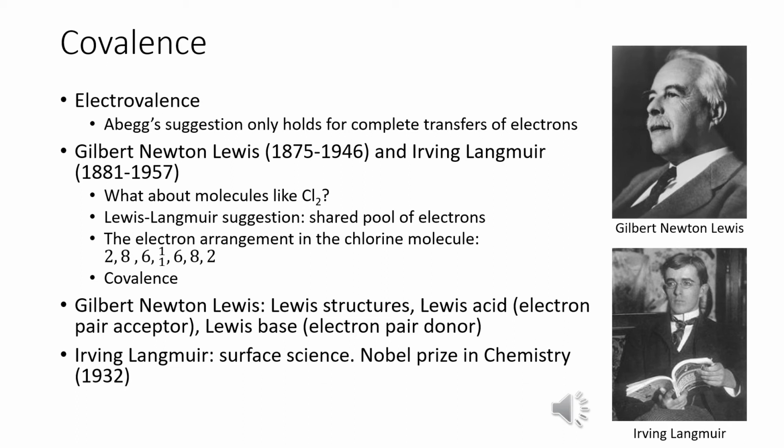Both of them made important contributions. For example, Lewis: all of us know about Lewis structures, or the definition of Lewis acids as electron pair acceptors, or Lewis bases as electron pair donors. With all these contributions, he was nominated 41 times for the Nobel Prize, but he didn't get it. On the other hand, Langmuir also made important contributions, mainly in the field of surface science, and he was awarded the Nobel Prize.